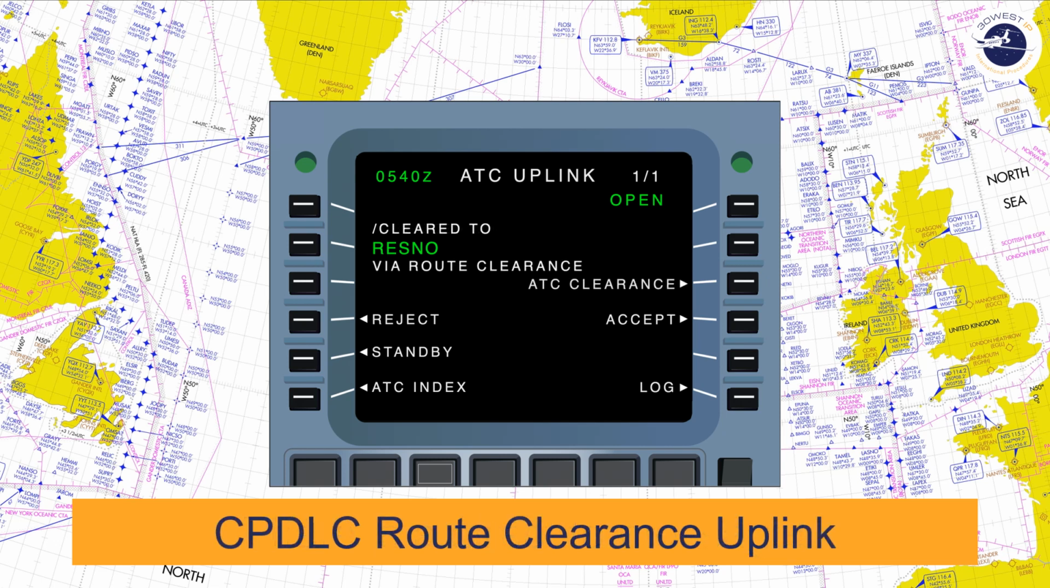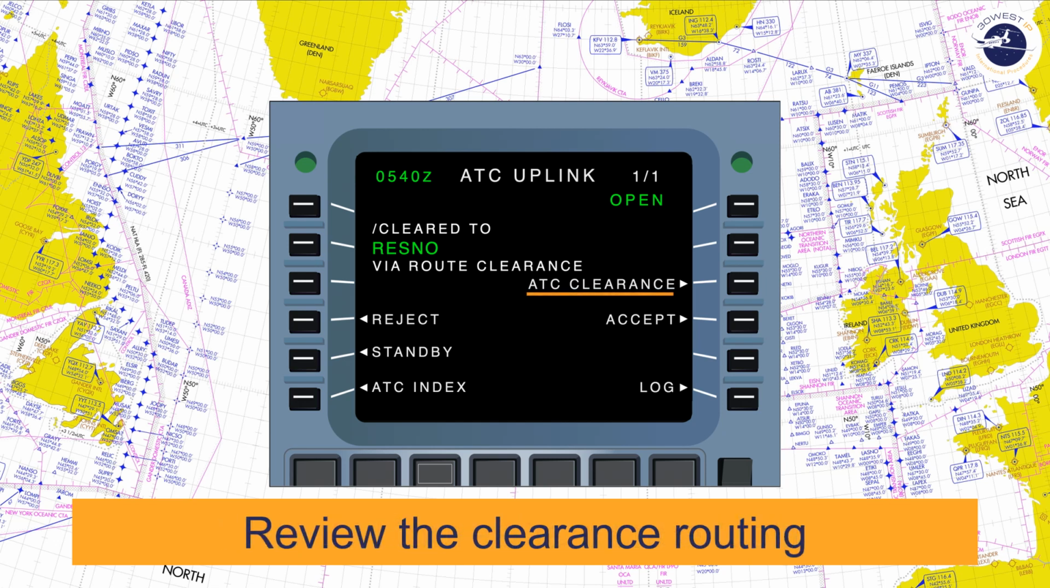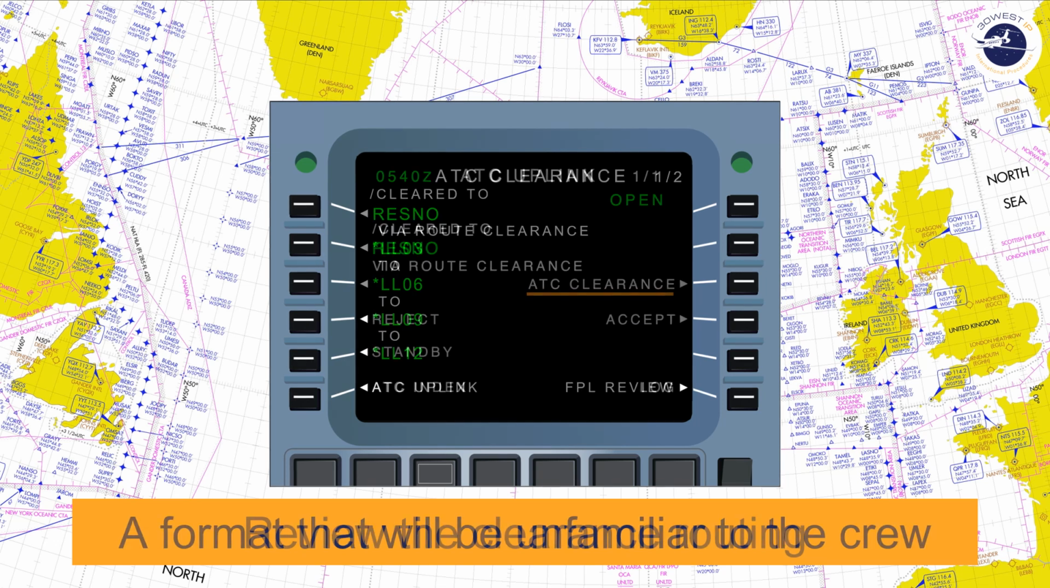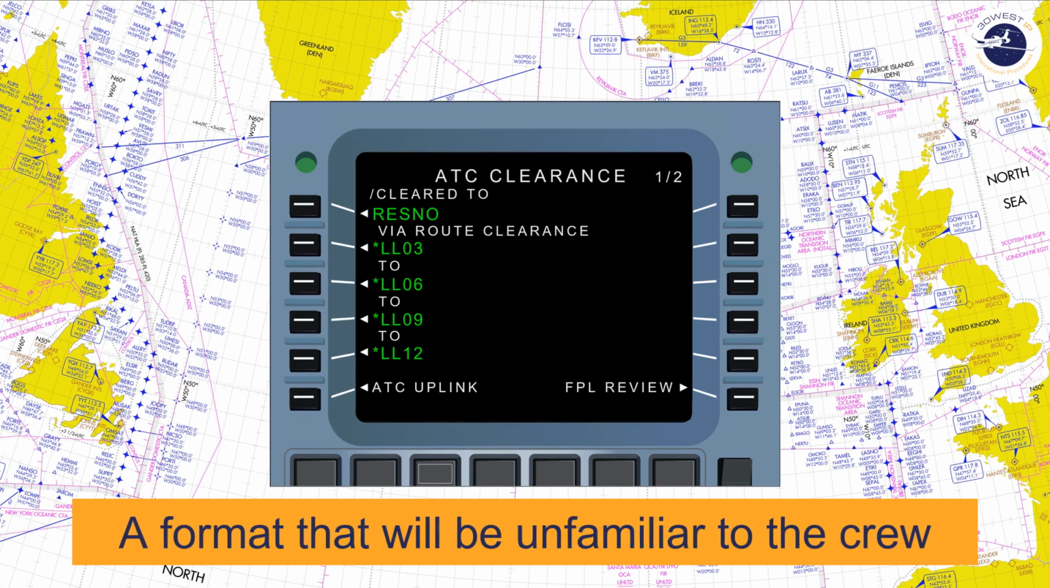Now, as I pointed out earlier, on this route clearance uplink, cleared to Resno via the route clearance, you don't actually see the route clearance. You have to touch ATC clearance in order to get to that page. And this is a critical step to complete before accepting this clearance. You need to review the route that was uploaded to you and verify the waypoints before you accept them and make them the active flight plan.